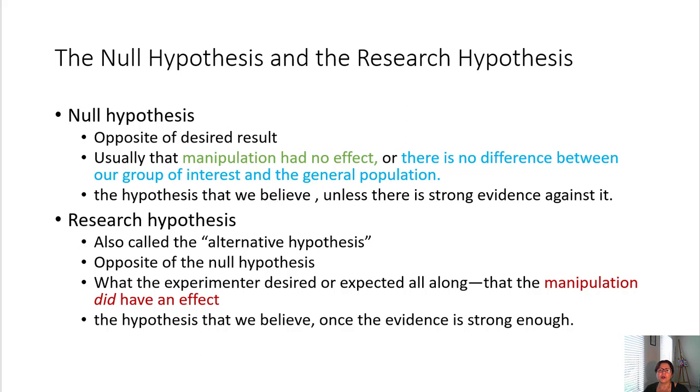Then we have the research hypothesis, which is also called the alternative hypothesis, and it is the opposite of the null hypothesis. It is what the experimenter or the data scientist desired or expected all along, for example, that the manipulation did have an effect. This is the hypothesis that we believe once the evidence is strong enough for it.